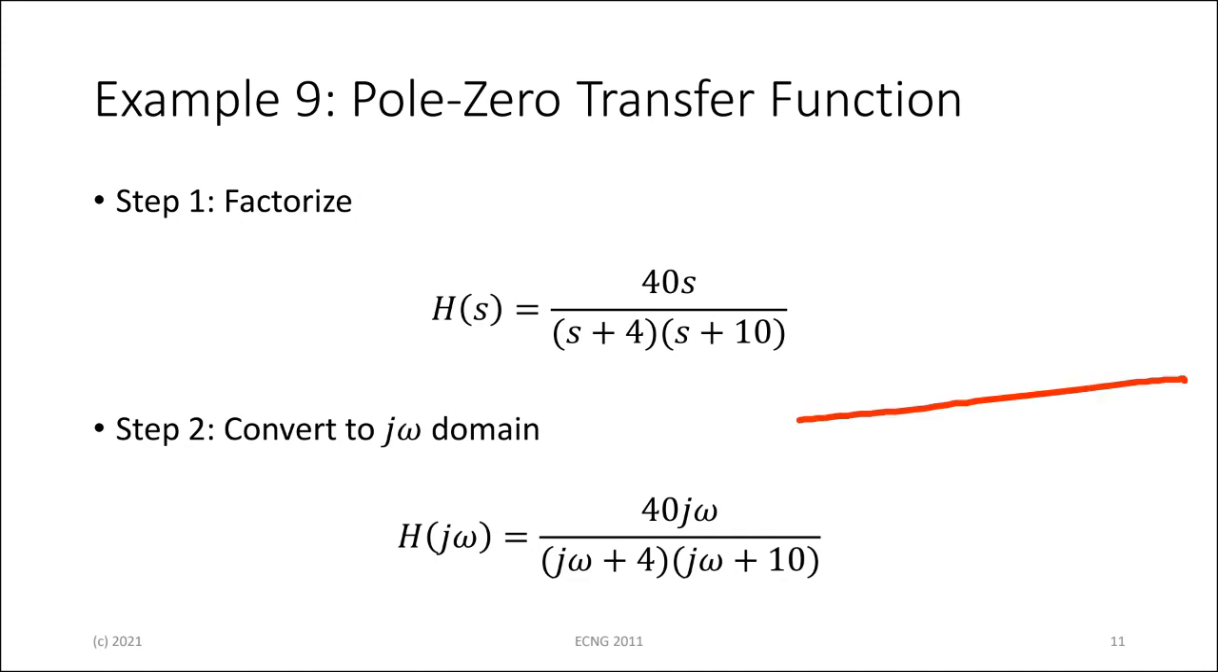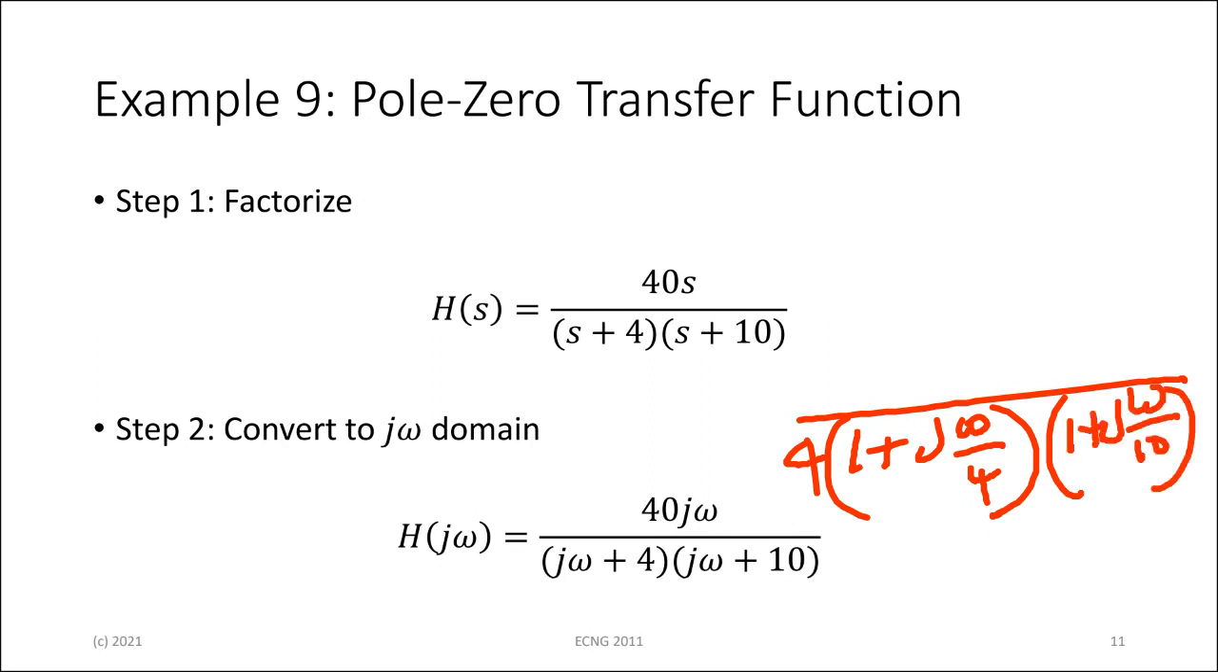You look at the numerator, so the j omega plus 4 is 1 plus j omega over 4, right? But you have to have a 4 on the outside if I break it up into that. Then the other one is 1 plus j omega over 10. We're going to have a 10 outside that. So multiply by 10, and then we have 40 j omega. So if I convert this into the standard form, I'm going to get j omega over 1 plus j omega over 4 times 1 plus j omega over 10.